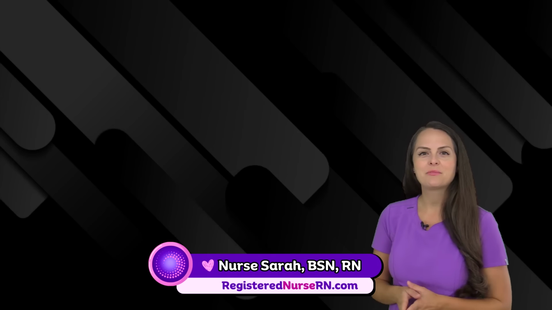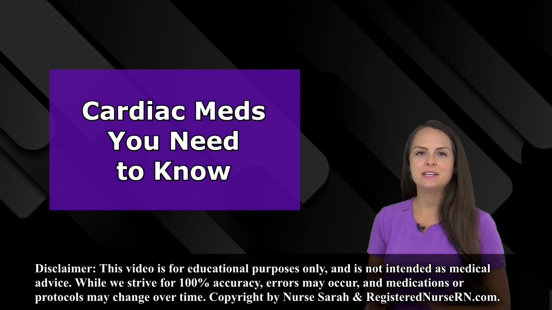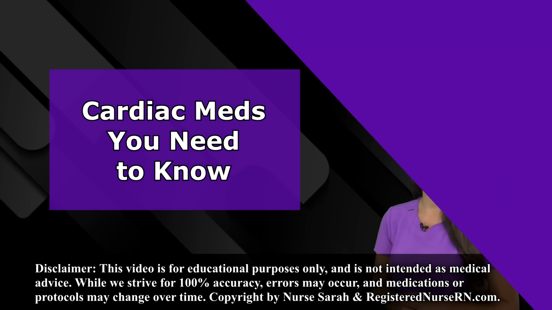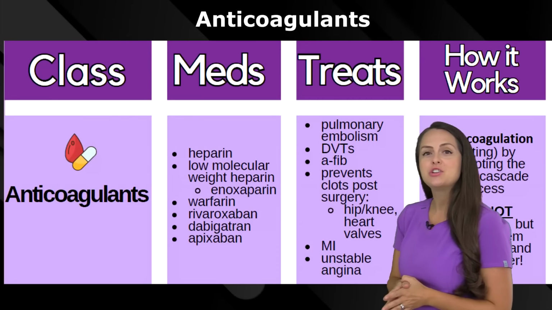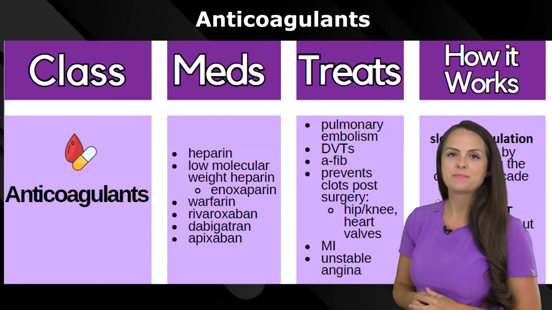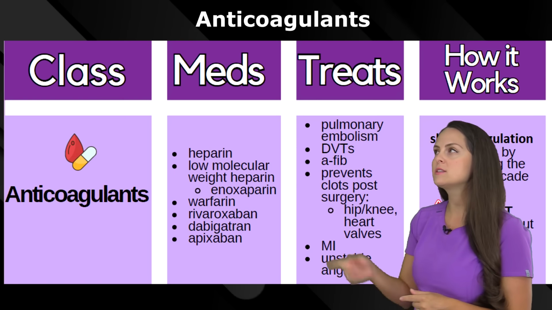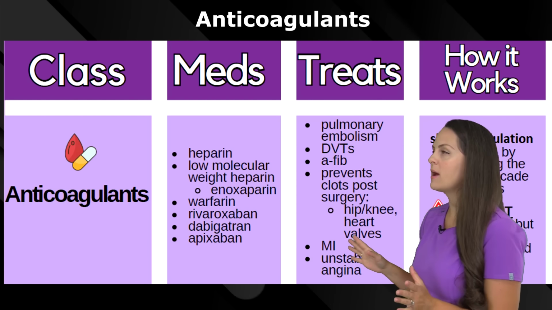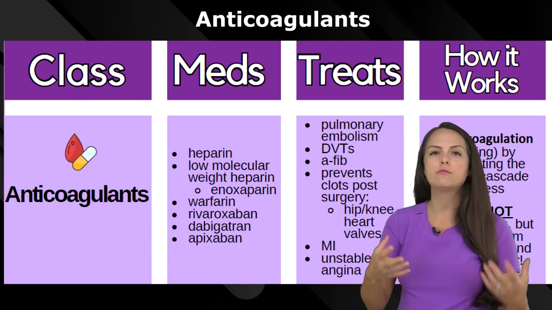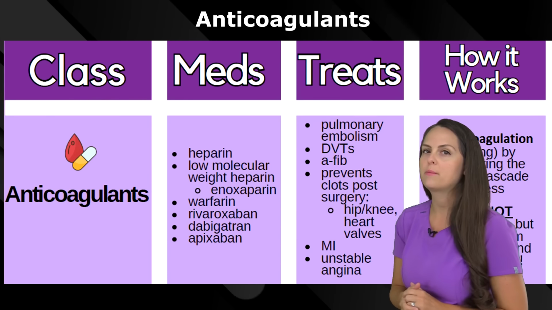In this video, I want to summarize all the cardiac medications that you need to know. So let's get started. First up is a medication class known as the anticoagulants. The prefix anti means against, so we are working against coagulation, and that's just a fancy way of talking about the body's ability to form a clot. We're going to affect that process.